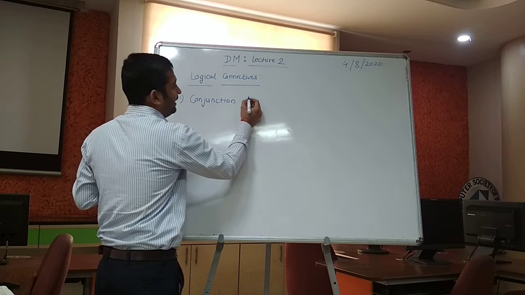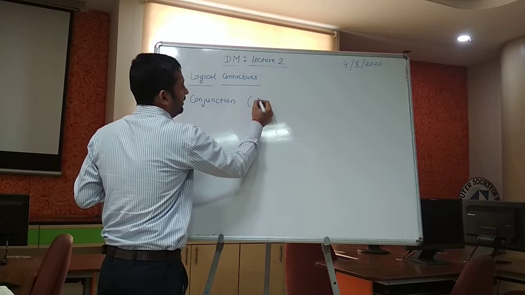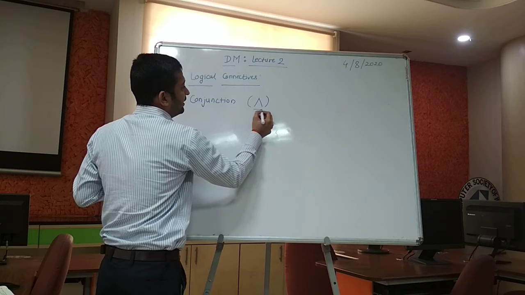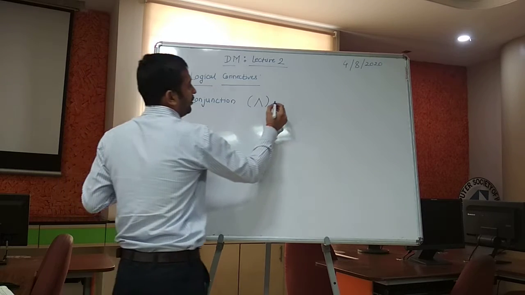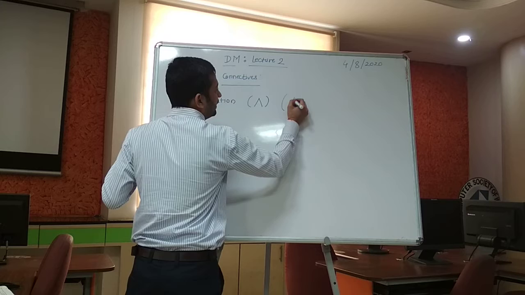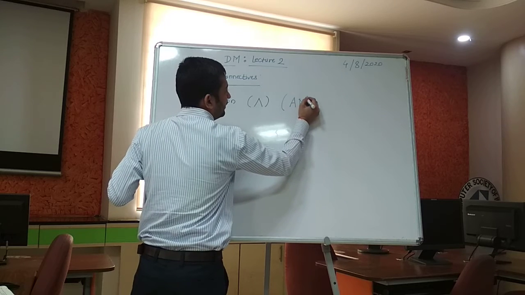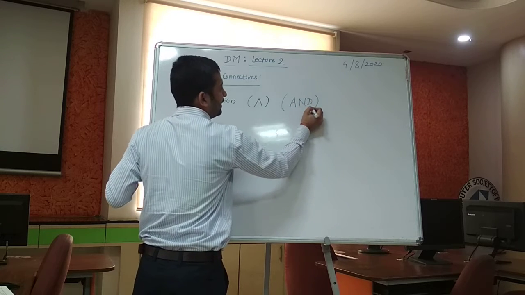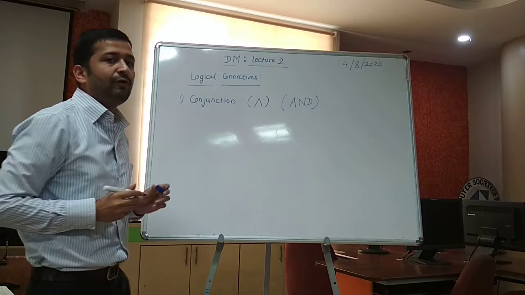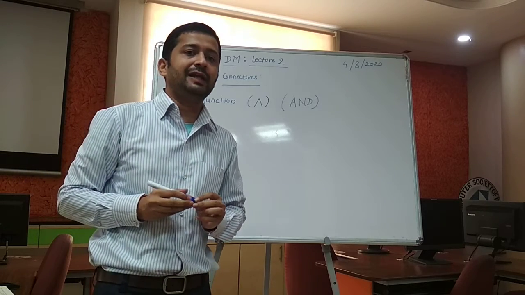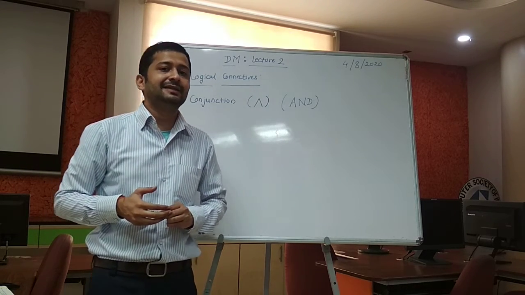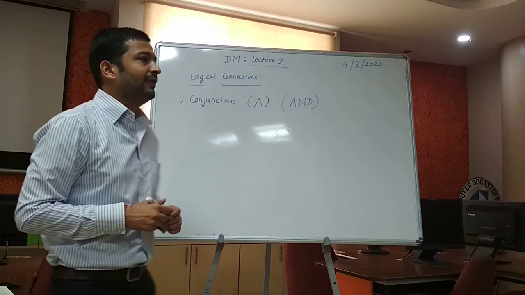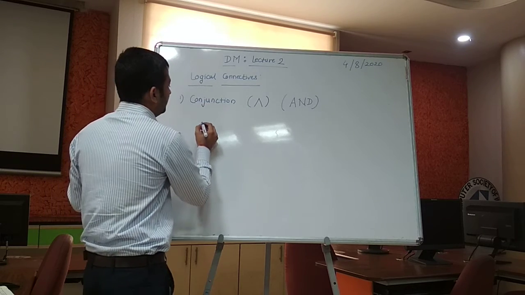Conjunction is represented by the symbol ∧. This is the symbol for conjunction, and we also call conjunction the and statement or and logical connective. Suppose we have two propositions or two statements and we have to connect those two English statements by using conjunction, or and. We will take one example for it.